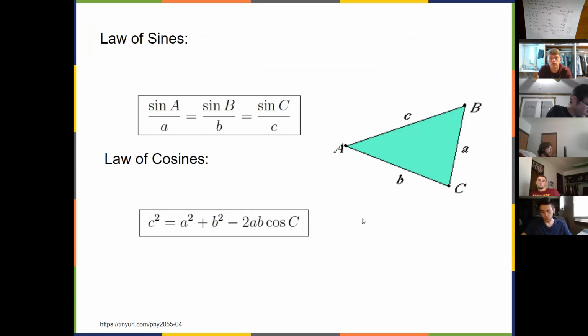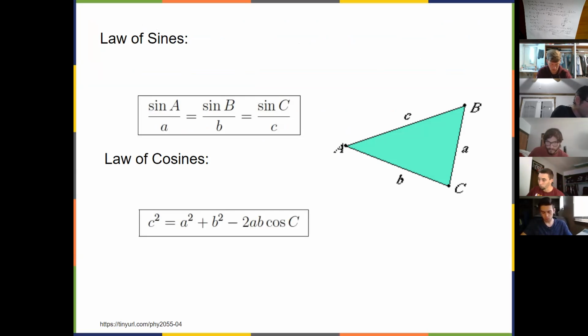Another way to do vector addition analytically, this is not in the textbook, but we'll talk about this here as well. This is utilizing the law of sines and law of cosines. So let's have a review of the law of sines and law of cosines.